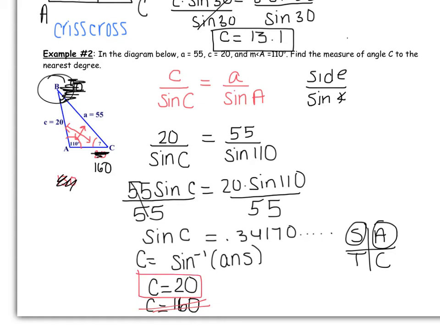Now let me just review that again. 20 degrees works because why? If C is 20, then we have 20 and 110, which add to 130. And that means there's leftover angle measurements to put in for B, because it doesn't quite add to 180. Okay, next page.